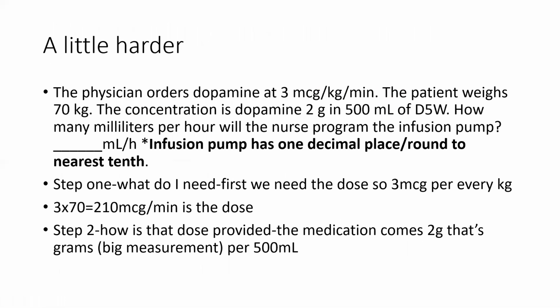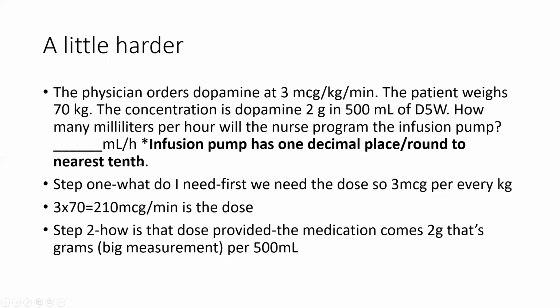Okay, now this one's a little harder. It's going to take us a little while to work through this one. The physician orders dopamine at 3 micrograms per kilogram per minute. You're going to hear nurses call this mics. So dopamine at 3 mics per kg, per minute. Patient weighs 70 kilograms. The concentration of dopamine is 2 grams in 500 milliliters of D5W. How many milliliters per hour will the nurse program the infusion pump?